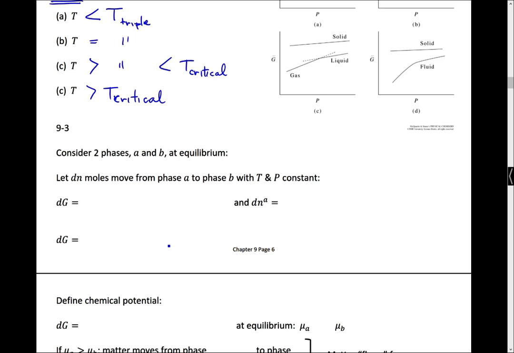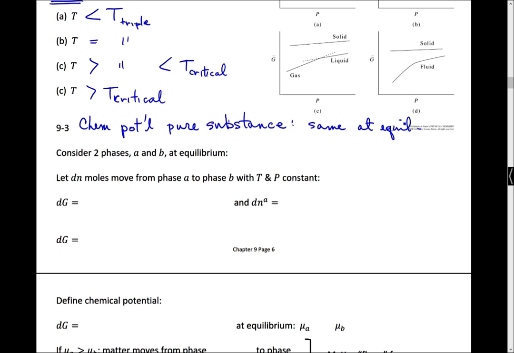All right, section 9.3, we're going to be talking about chemical potentials of a pure substance in two phases at equilibrium. What we're going to see is that if we're at equilibrium, the chemical potential of each phase is identical. So we're going to start by talking about two phases at equilibrium.